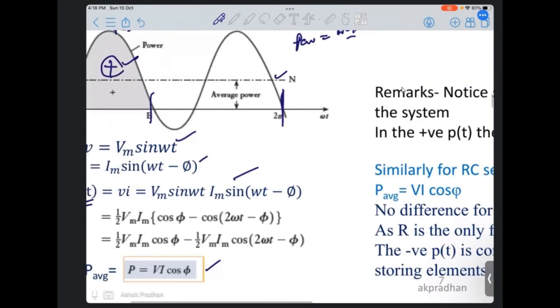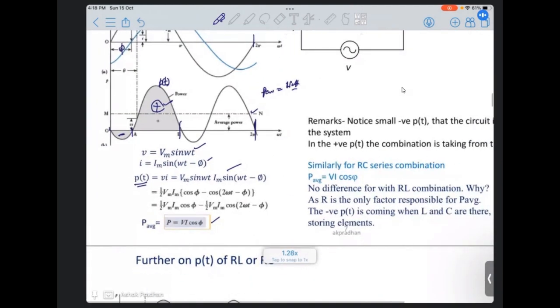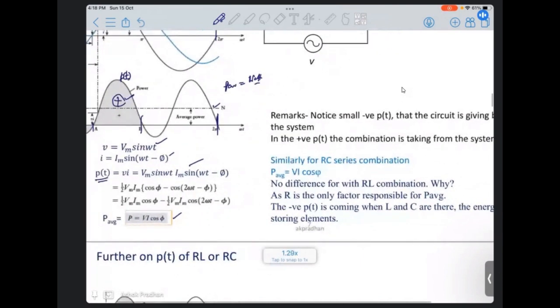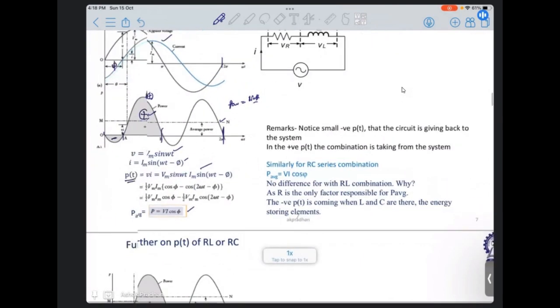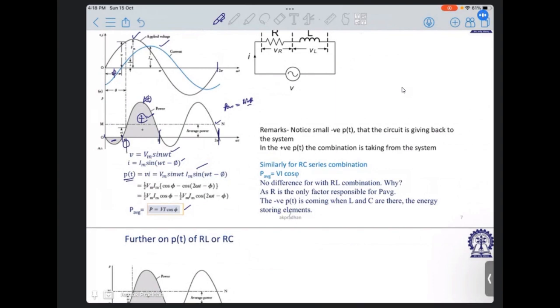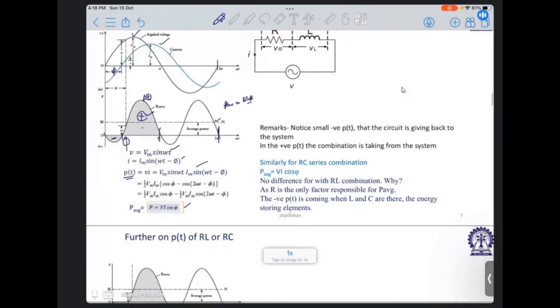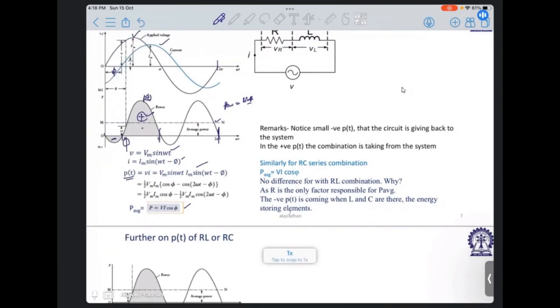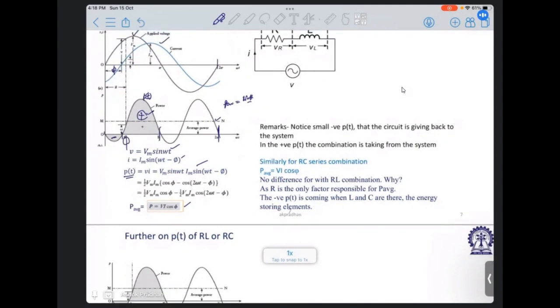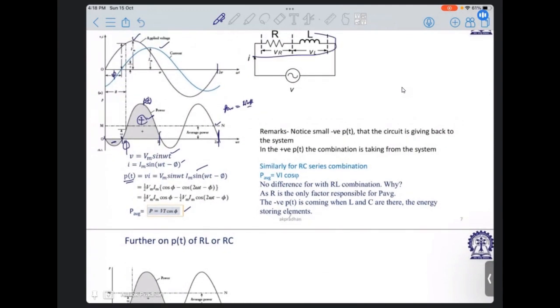We'll come to that. So the remark here is that this small negativity, from 0 to phi, is where the circuit is giving back to the system, and in the positivity, the combination is taking from the system. So this load is taking from the source when PT is positive in this half, and negative PT means it is giving back to the system in the small period of time here, as shown in the diagram from 0 to phi.